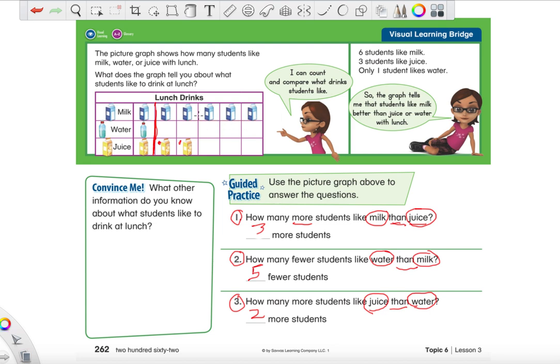If we're comparing the milk and juice, I could draw that line here and find out how many more I need to get the same number as milk. I need 1, 2, 3. Okay? That's all we're really doing. So let's go to the next page, 263. And we're going to change it up just a little bit.